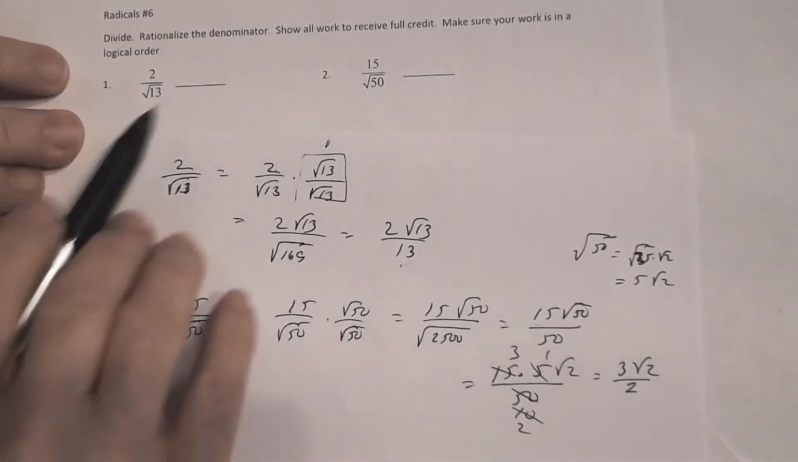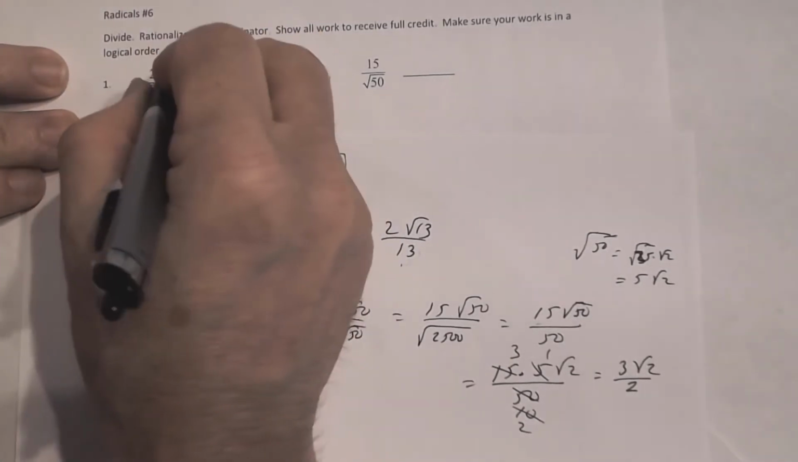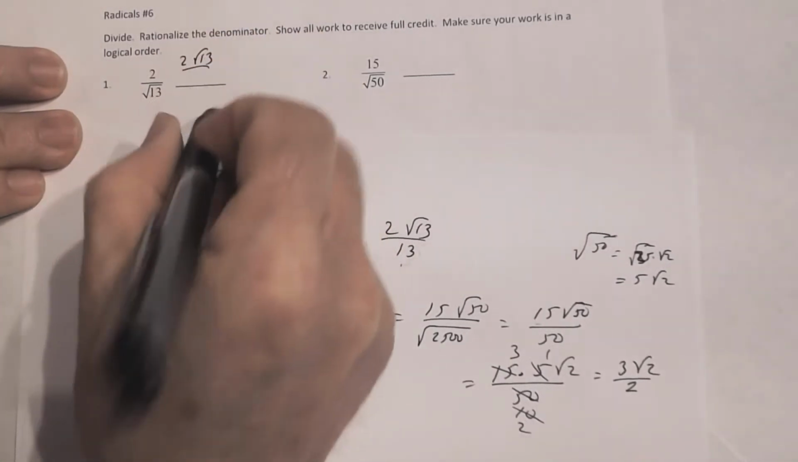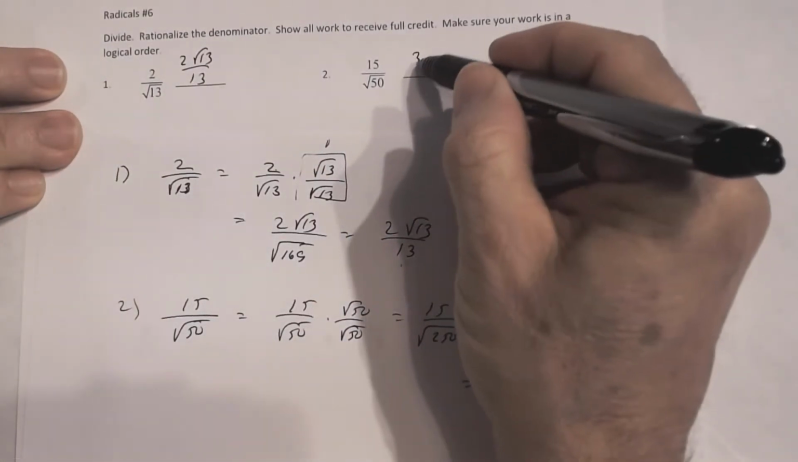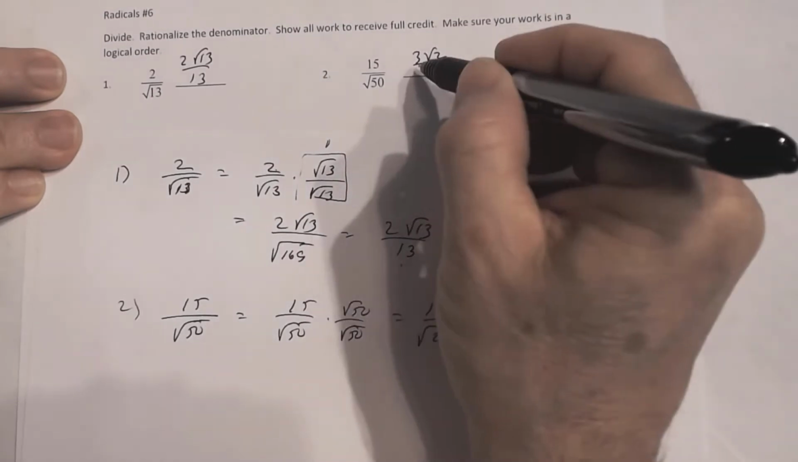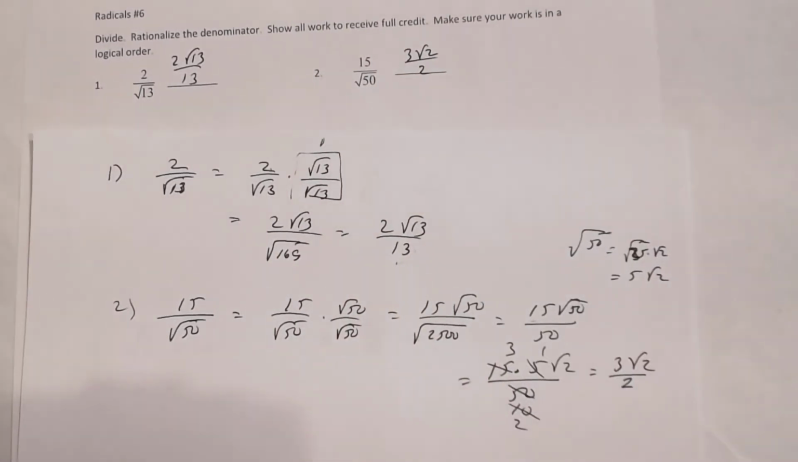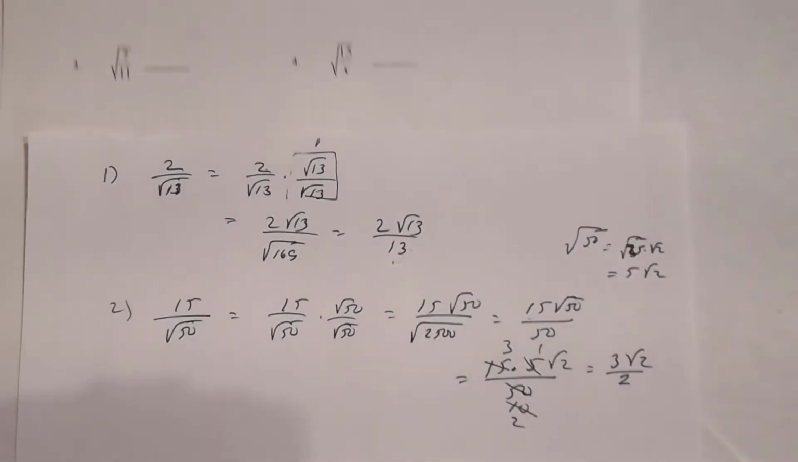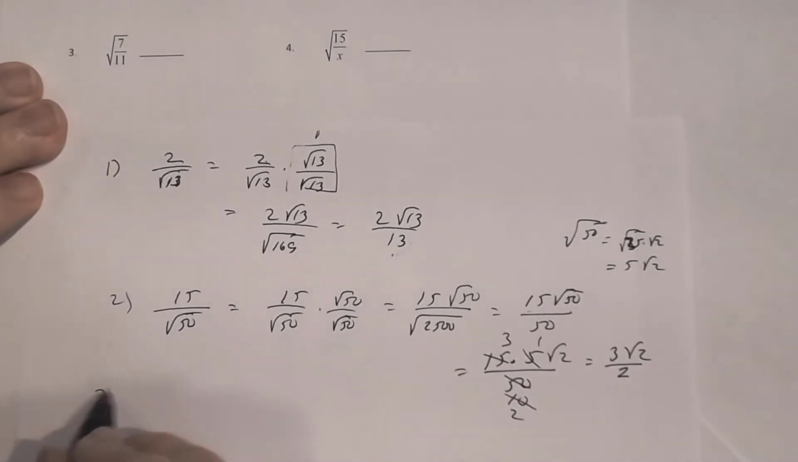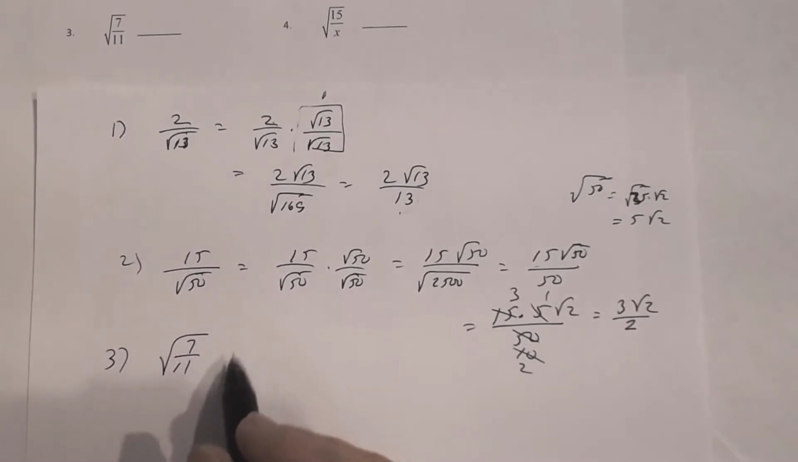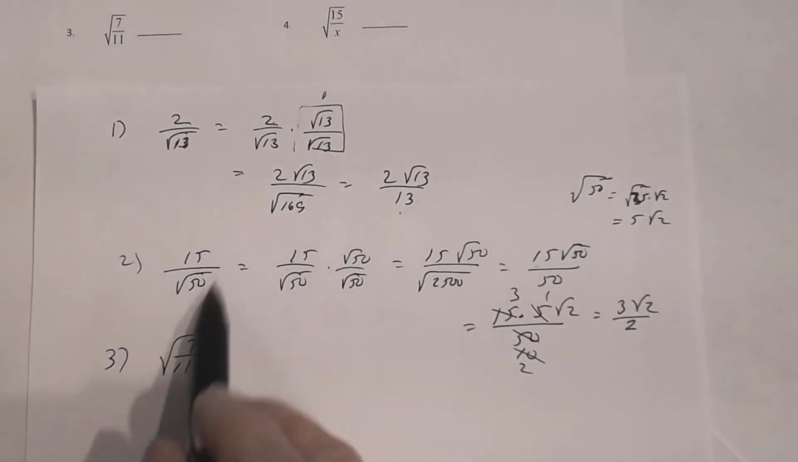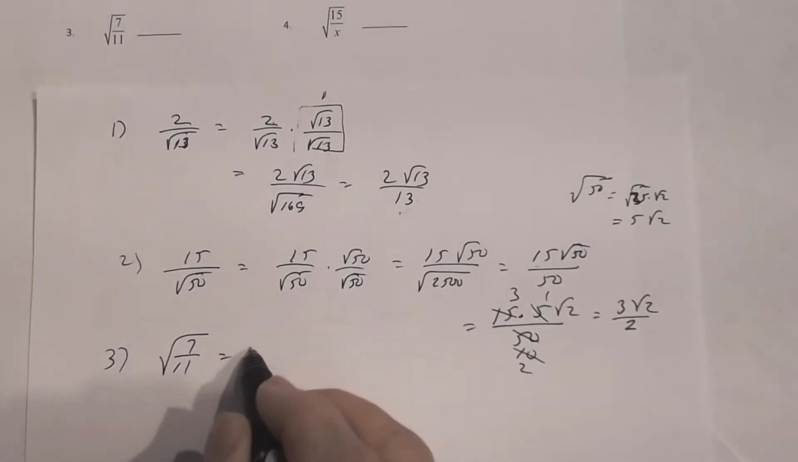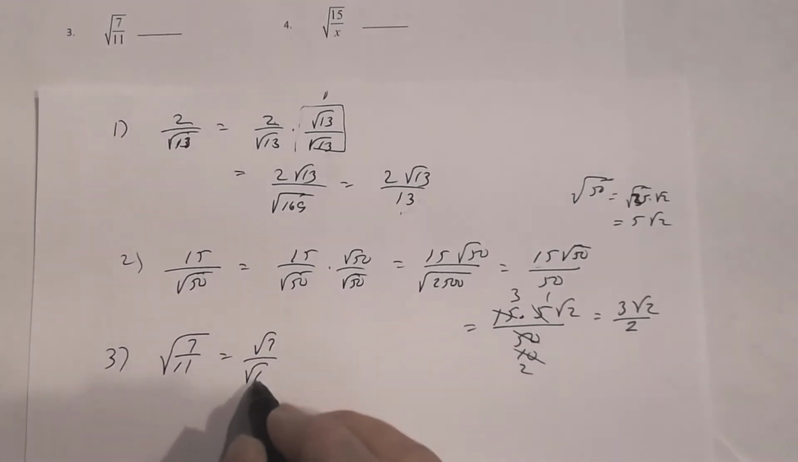So let me write the answer here. Number 1, the answer was what? 2 square root of 13 divided by 13. Number 2, we have 3 square root of 2 divided by 2. All right. Now number 3, we have the square root of 7/11. Notice that the radicand is 7 divided by 11. So we can use the quotient rule, first of all, to rewrite it as the square root of 7 divided by the square root of 11.